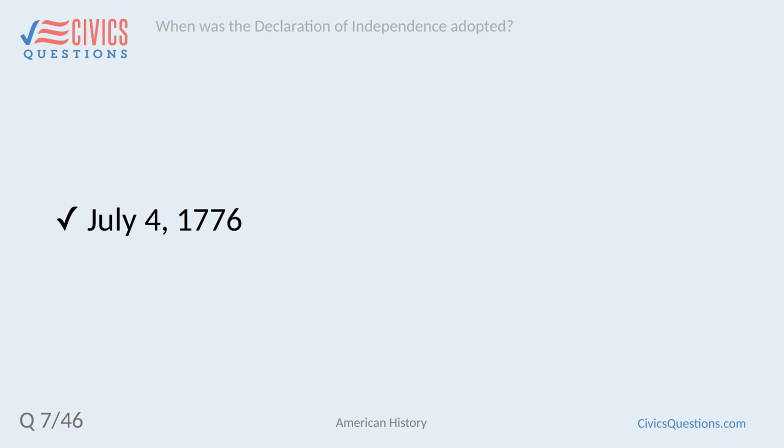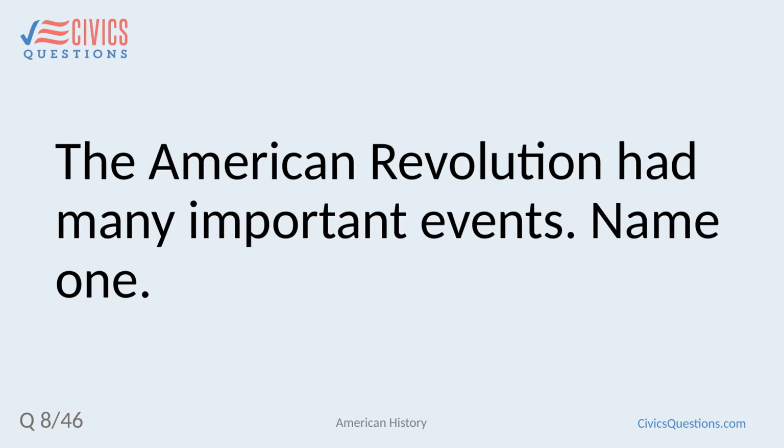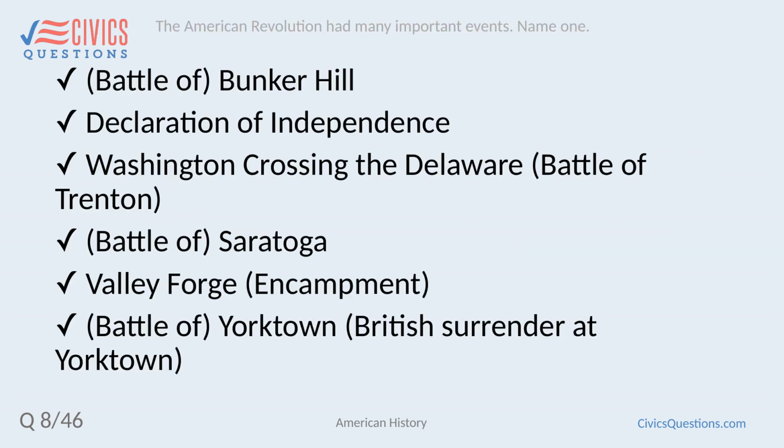July 4, 1776. The American Revolution had many important events. Name one. Battle of Bunker Hill, Declaration of Independence, Washington crossing the Delaware, Battle of Trenton, Battle of Saratoga, Valley Forge encampment, Battle of Yorktown, British surrender at Yorktown.